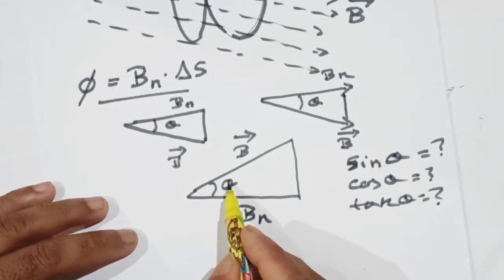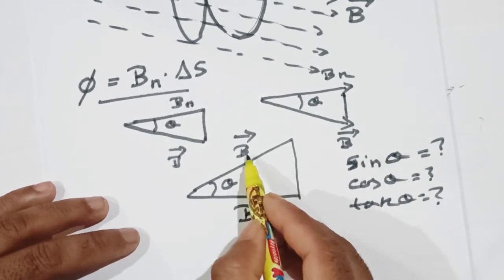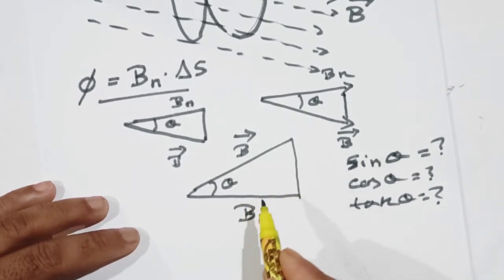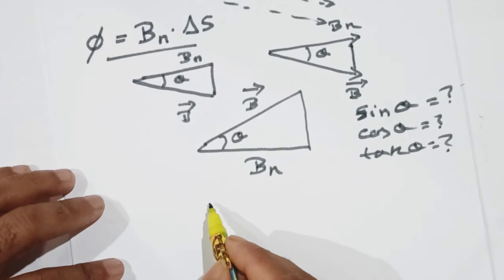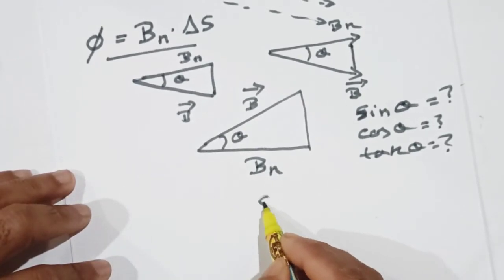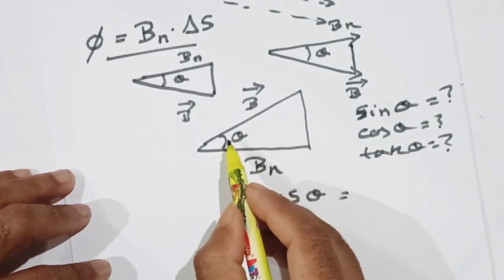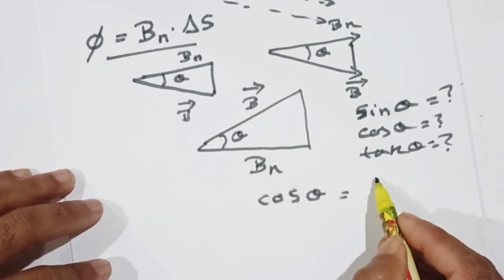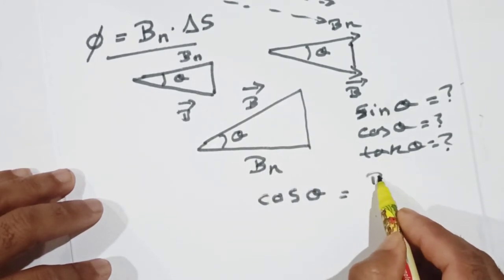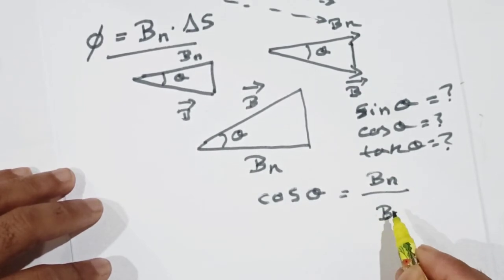So here we can take, if this is an angle, that means opposite side by hypotenuse is sin theta, but we have the value here, that means adjacent side by hypotenuse means cos theta. Let's write like this: cos theta is what? This is adjacent side by hypotenuse. Okay, Bn by B.